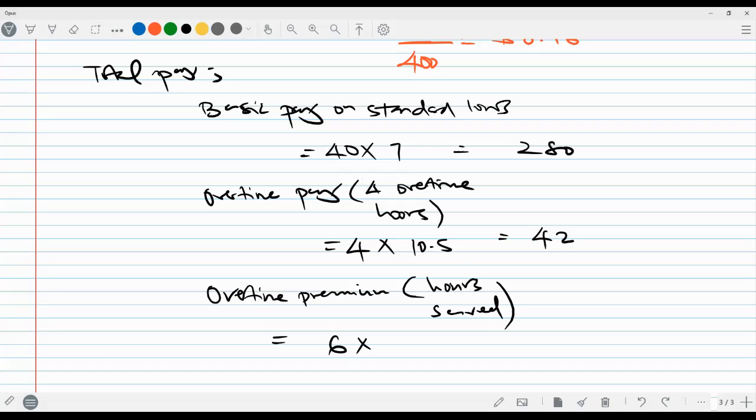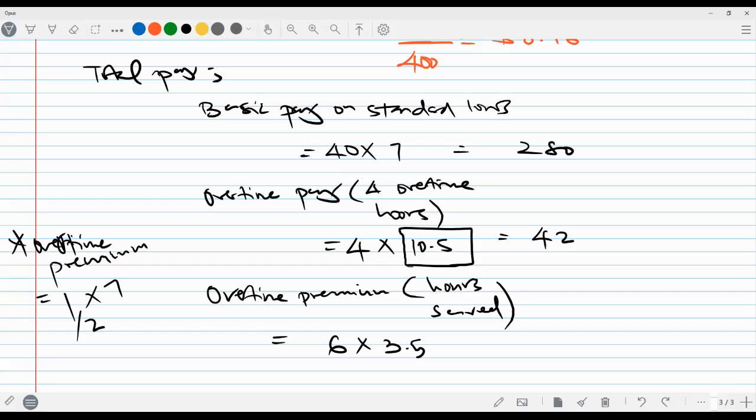The pay per hour for overtime is 10.5. The pay per normal hour is 7. The premium, of course, is 3.5, which is equal to half of $7. Just to make a comment here: don't forget the overtime premium is equal to 0.5 times the basic rate, which is 7, to give us 3.5. What is the overtime premium on the hours saved?